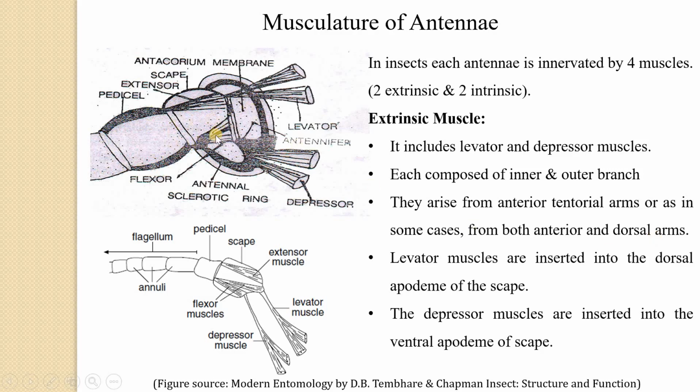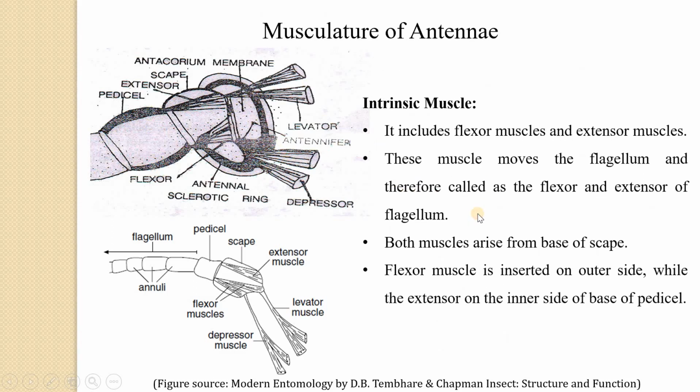The levator muscles are inserted into the dorsal apodemes of the scape, which is the basal segment. The depressor muscles are inserted into the ventral apodemes of the scape. So this is the ventral apodeme and this one is the anterior or dorsal apodeme. So levator muscles are attached to the dorsal apodeme, while the depressor muscles are attached to the ventral apodeme of the scape. So this is about the extrinsic muscles.